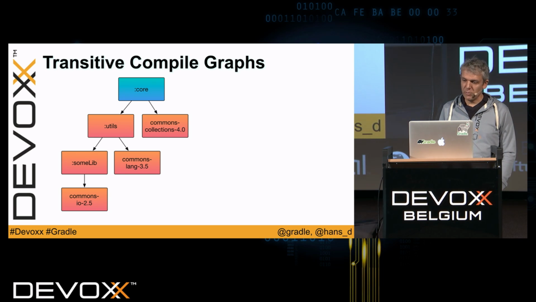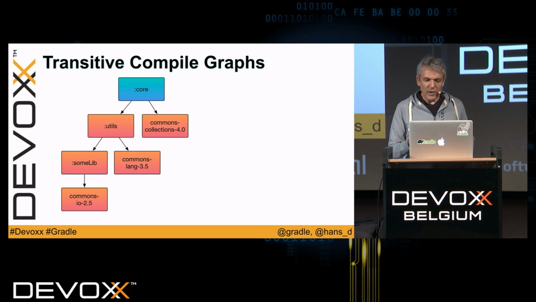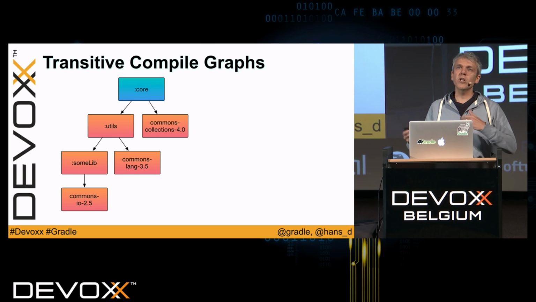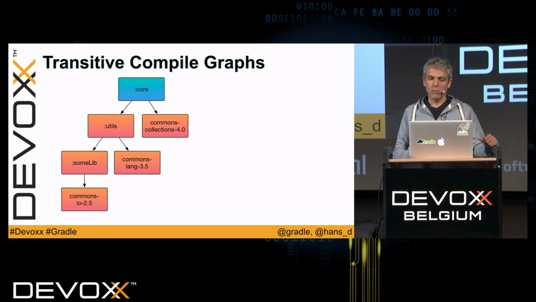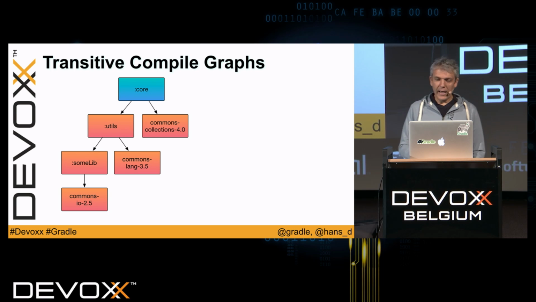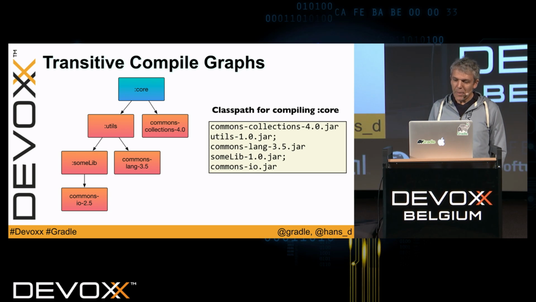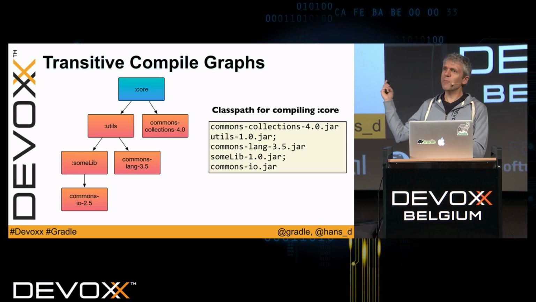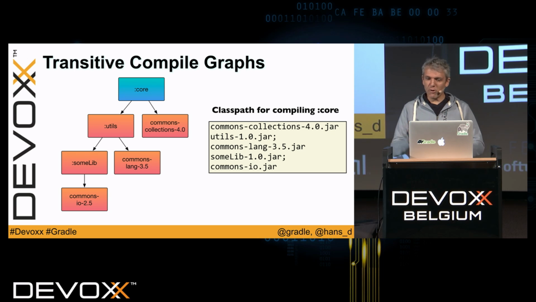And they also have external dependencies. And so my question is now, when you compile core with Maven or the way Gradle currently works, what is in your compile class path? Everything, exactly, yes. So the whole transitive graph. And is that a good idea? You need all the dependencies to compile? Yeah, and that's the interesting question.